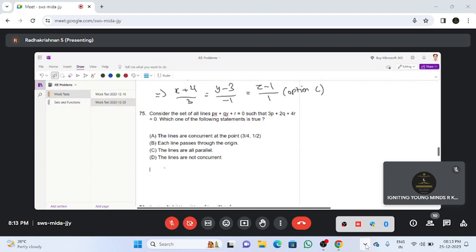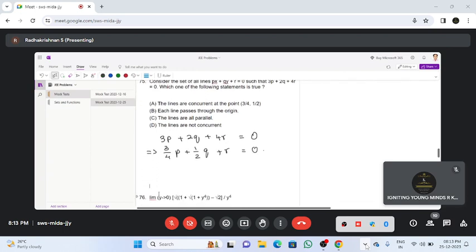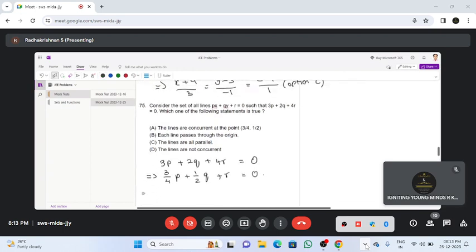So it's as simple as this. Like you said, 3p plus 2q plus 4r equal to 0, I'll write it just for the benefit of other people. So you simply divide it by 4. What you get is, and the other line given is px.